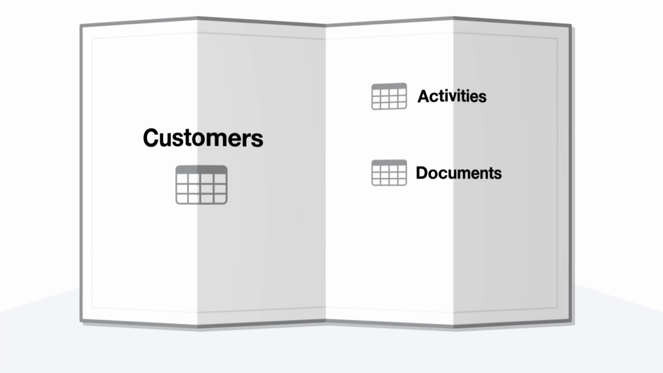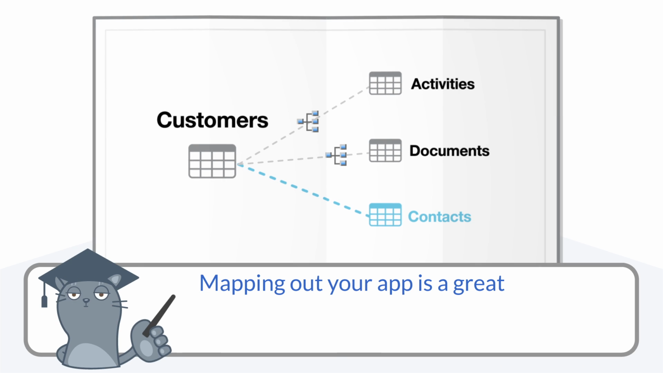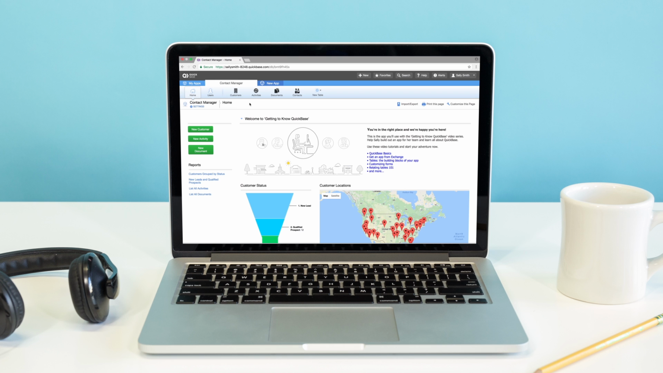Sally knows she'll need to link her customers and contacts tables, so she takes out the map she sketched of her app. It shows the two relationships already in her app. Sally draws a new relationship between her customers and contacts tables. She makes sure to show the direction of this new relationship. Now Sally's ready to create the customers to contacts relationship.